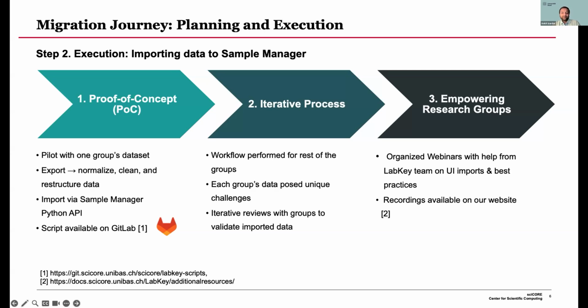Now, once the proof of concept was successful, we applied a similar workflow to the rest of the research labs. But as I mentioned earlier, these labs were working in 4 different areas, which meant that their data was quite diverse and also heterogeneous. So for each group, we had to make adjustments to our scripts to account for their specific needs. And after we imported the data, we conducted iterative reviews with each of the labs, making sure that the samples that were imported, the source types, the sample types, and all the lineages between them are correct.